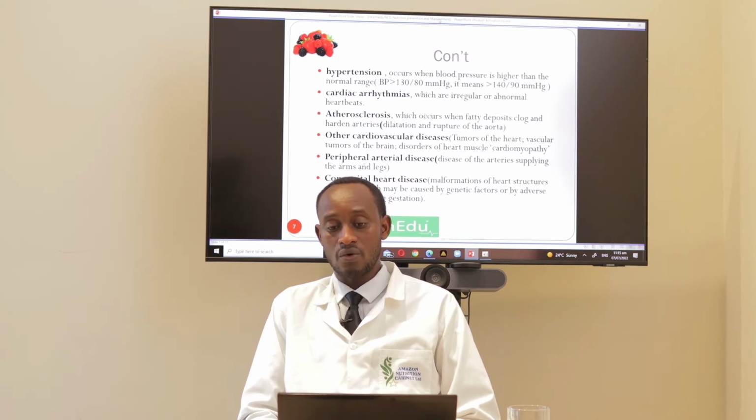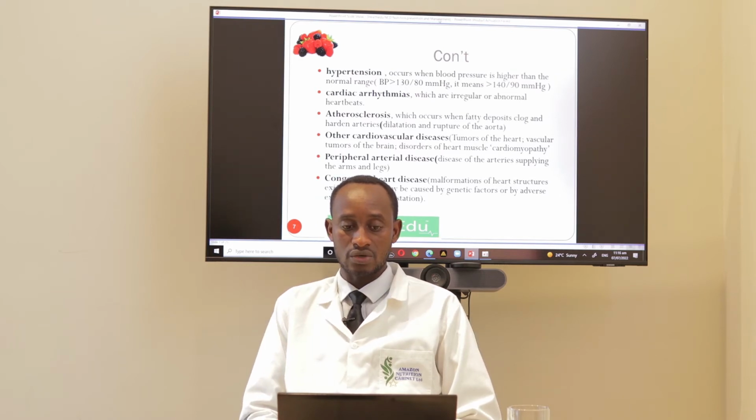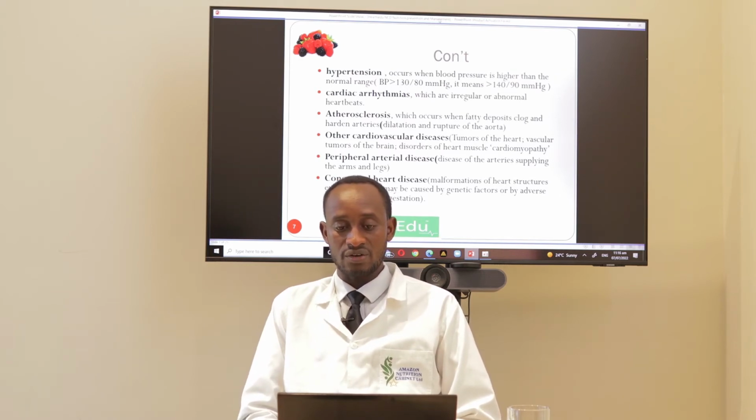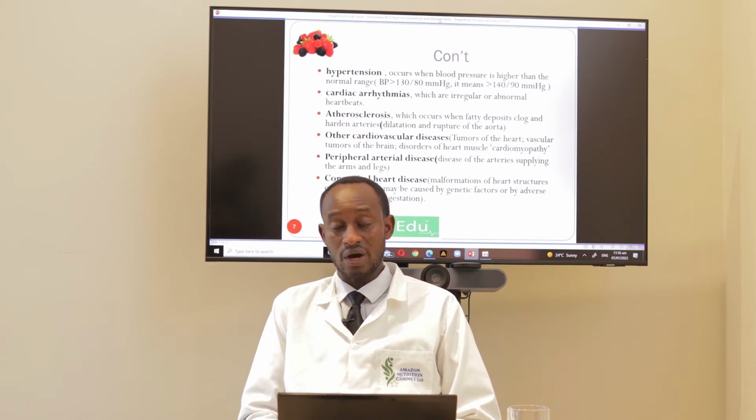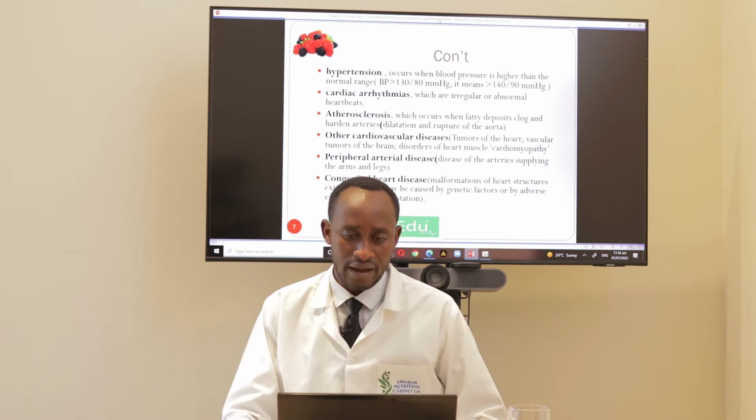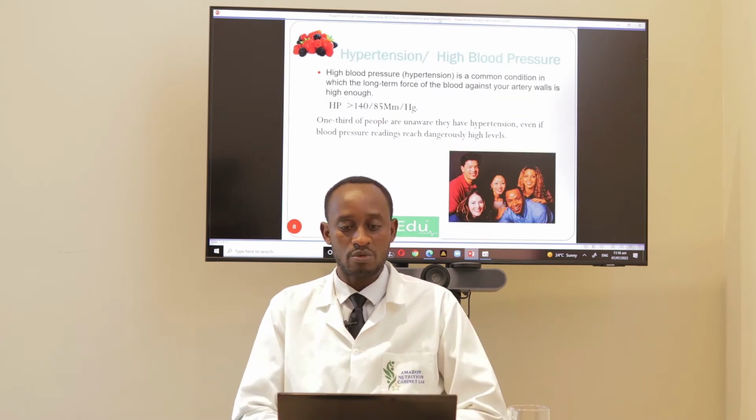Hypertension occurs when the blood pressure goes above 140, and when the diastolic pressure goes above 90 millimeters of mercury. We have other cardiovascular diseases like cardiac arrhythmias, atherosclerosis, peripheral arterial diseases, and congenital heart diseases. There are very many, and they are all non-communicable diseases.